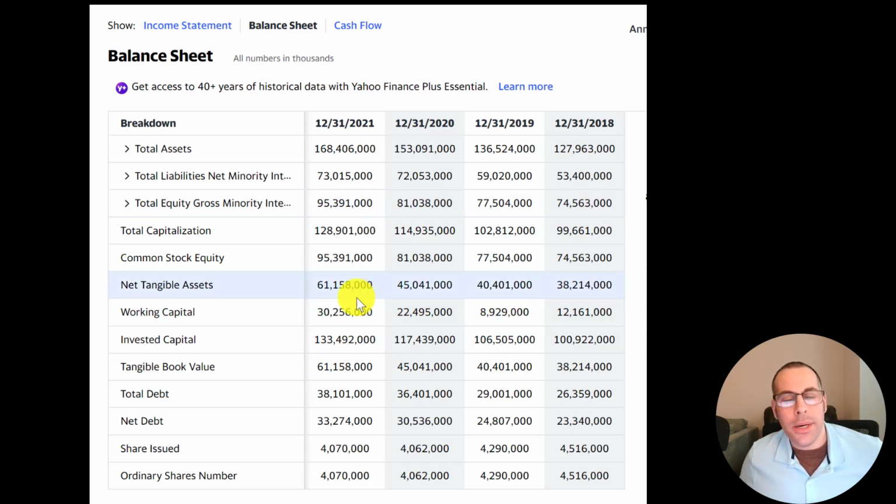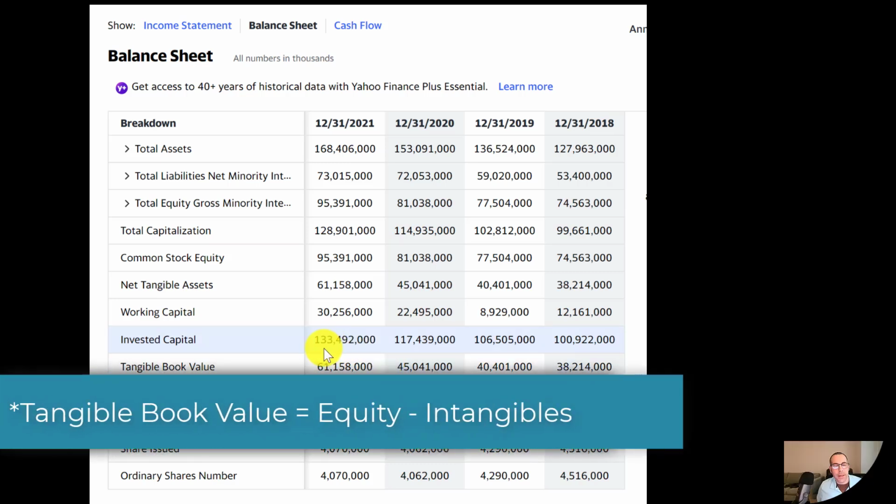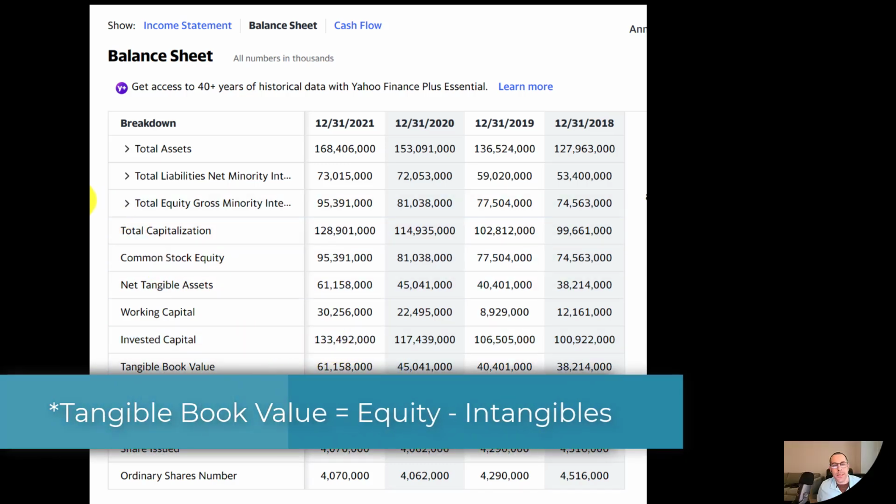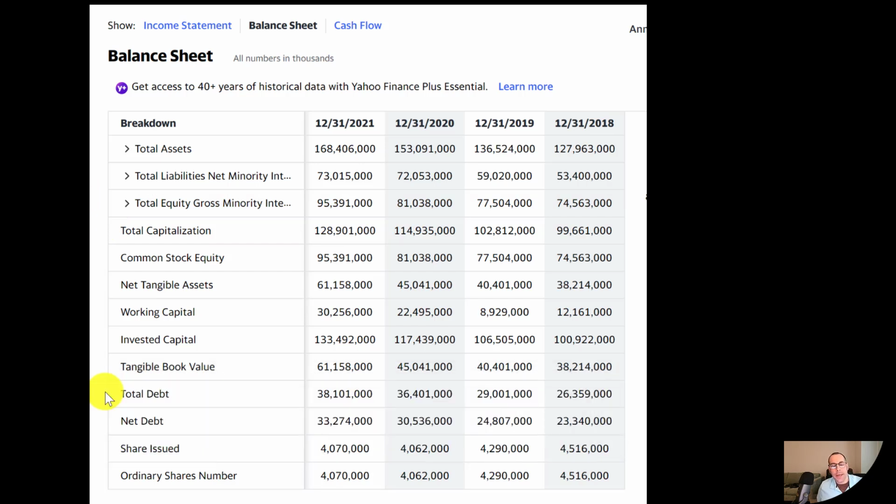Working capital is current assets minus current liabilities. Invested capital is debt plus equity. Tangible book value is equity plus intangible assets. Total debt is long-term plus short-term debt. Net debt is total debt minus cash. This shows us the shares outstanding at the end of each calendar year.